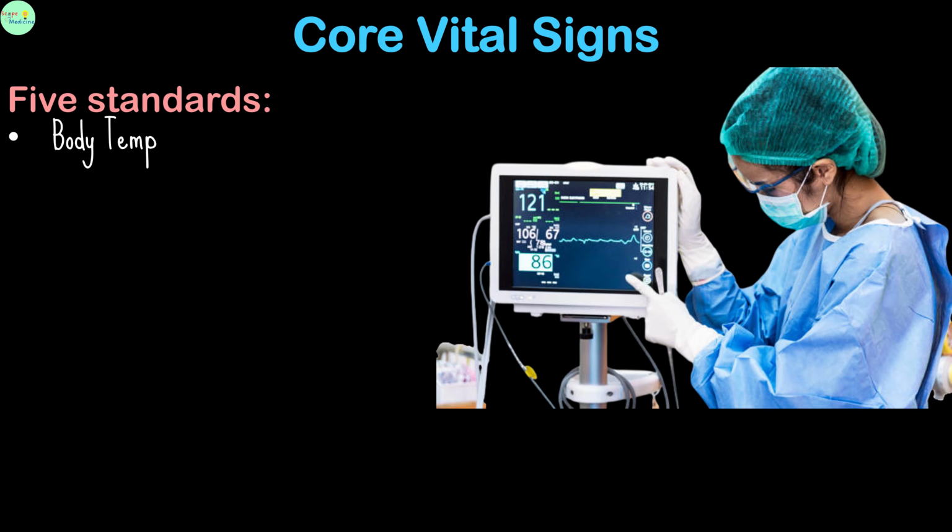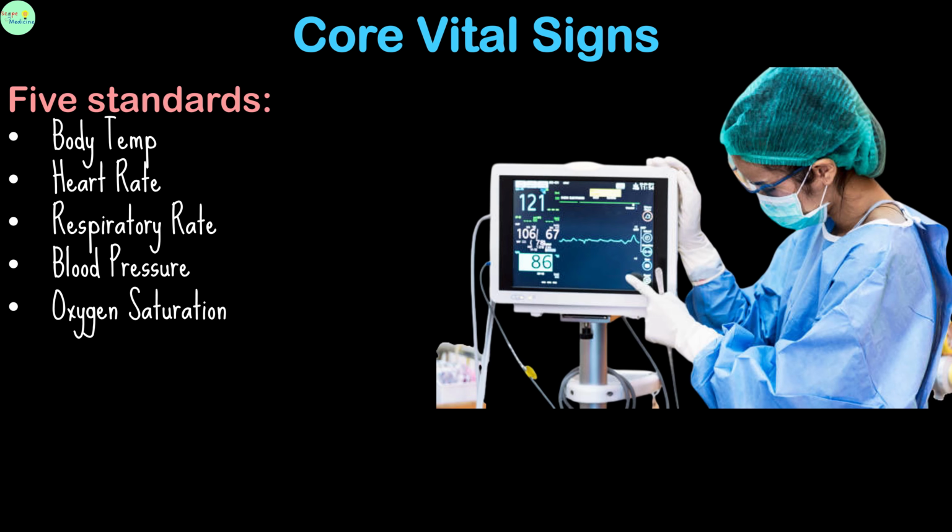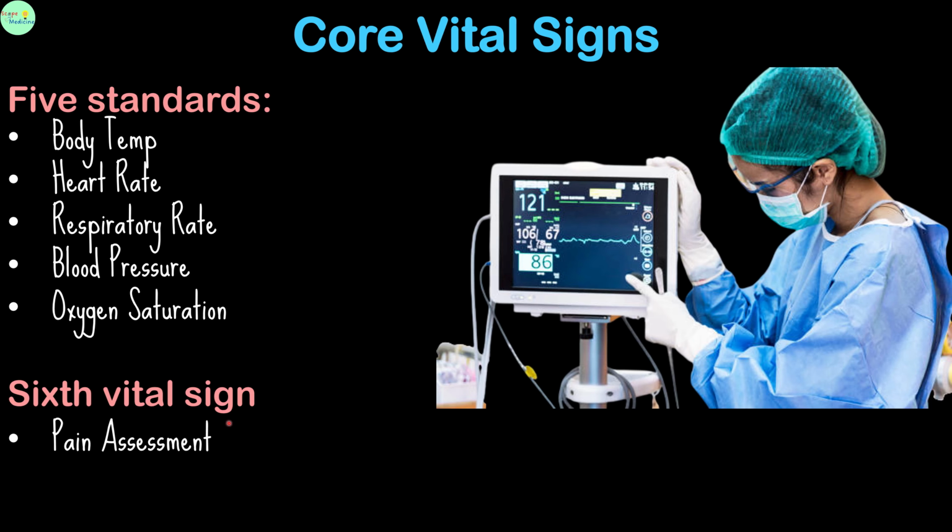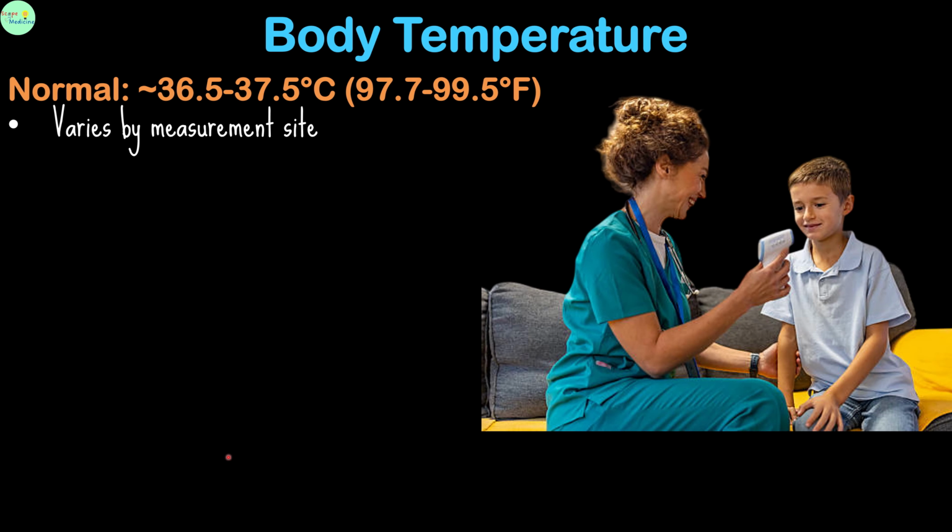The 5 standard vital signs are body temperature, heart rate, respiratory rate, blood pressure, and oxygen saturation. In modern practice, a 6th vital sign is universally recognized: pain assessment, which is now considered a standard component of the initial evaluation. First, let us examine body temperature, focusing on the physiology and pathophysiology of fever and hypothermia.